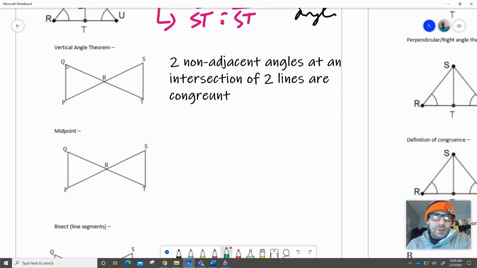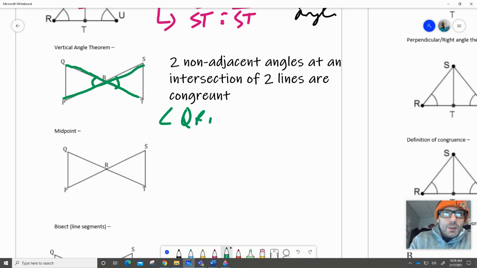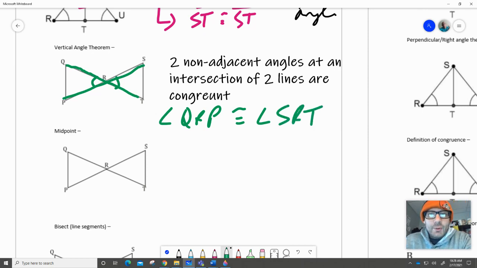So what we have here is these two lines, QT and PS. They're parts of these triangles, but they're also two longer lines that intersect each other. And so we have a pair of vertical angles right there. With that, we could say angle QRP is congruent to angle SRT. Angle QRP is congruent to SRT because of the vertical angle theorem. The vertical angle theorem says that vertical angles are congruent to each other. All right, so that's that.